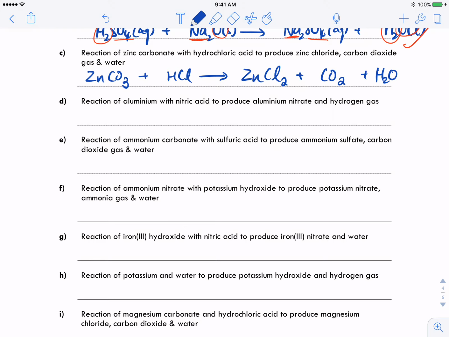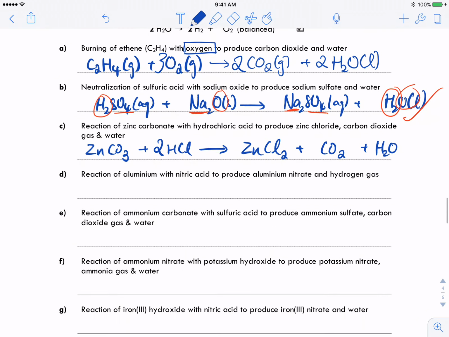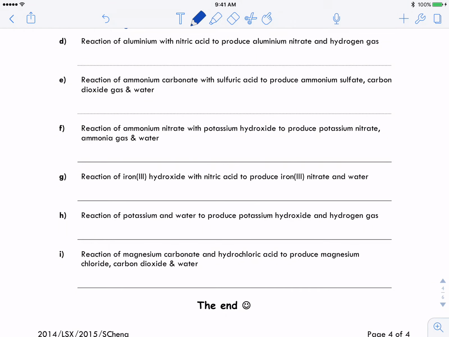Okay, so let's see. What must we balance first? Zinc is balanced already. Let's look at our chloride. So on the left hand side, there's 1. On the right hand side, there's 2. Balance. Hydrogen balanced already. Oxygen, 3 on the left hand side. On the right hand side, there's 2 from carbon dioxide, 1 from water. 3 also. So everything balanced. Yay. Question 2D. Reaction of aluminium with nitric acid to produce aluminium nitrate and hydrogen gas.